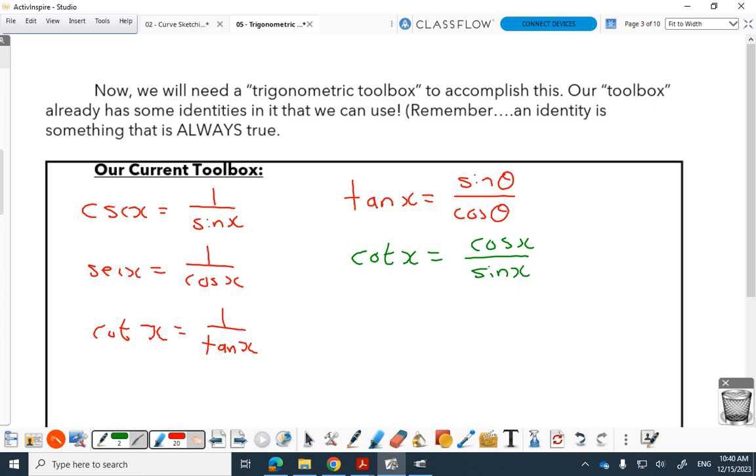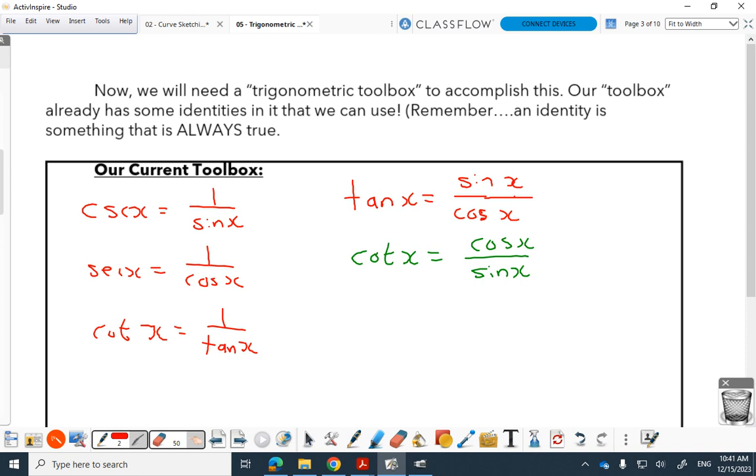I made a mistake there. I said x, but I wrote theta in there. So please fix your beautiful trigonometric toolbox. Tan x is sine x over cos x. We could do it all with thetas if you wanted to. It doesn't really matter, but I did my toolbox with tan.